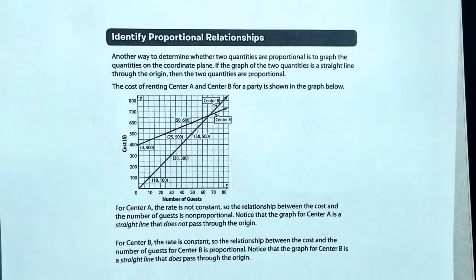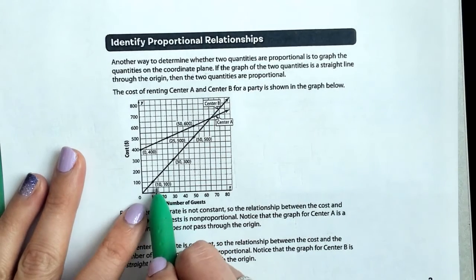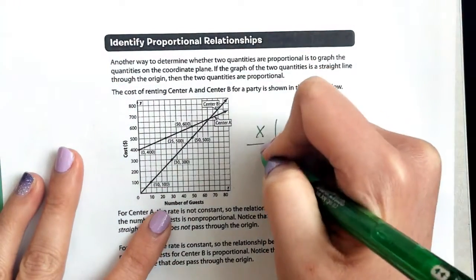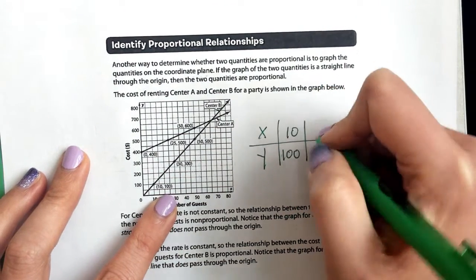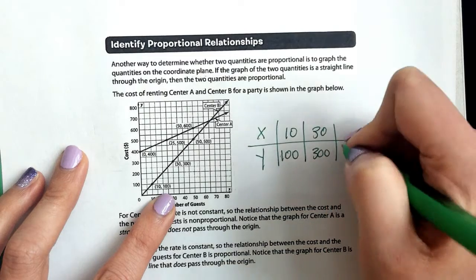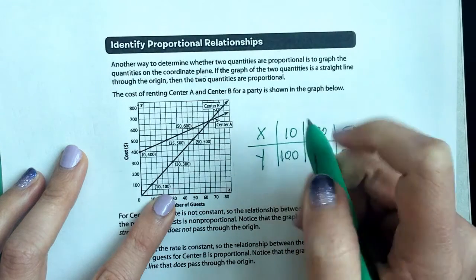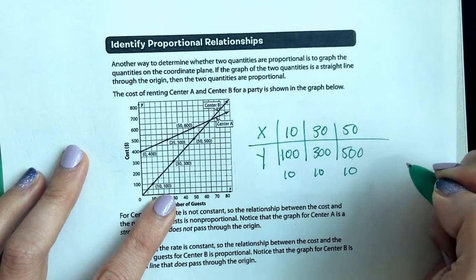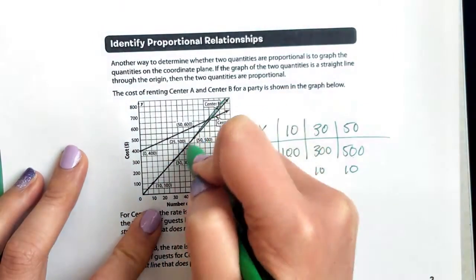The next thing that we're talking about is proportionality when you're looking at a graph. If we look at our numbers here on this graph, we have 10 and 100. So if you were even just thinking about it as a chart here for X and Y, so our 10 over 100, 30 over 300, 50 over 500, and if I would divide out each time, 100 divided by 10 is 10, 300 divided by 30 is 10, 500 divided by 50 is 10. So I know that this line right here for center B is proportional.